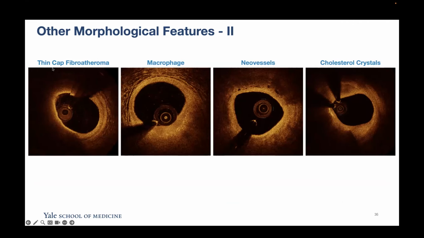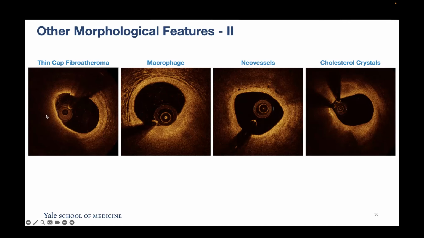OCT allows us to also identify the vulnerable plaques, which are called thin cap fibroatheroma. And this is only possible with OCT because we have the ability to measure the thickness of the fibrous cap. So on this side of the vessel, you see the normal 3-layer aspect. We see some intimal thickening here. We see the media in the middle. We see the adventitia here outside.